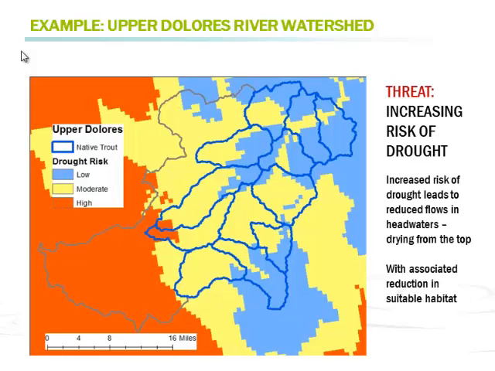Next slide. Here's the threat of increasing risk of drought, a common problem popping up in predictions with climate change. Increased risk of drought will lead to reduced flows in the headwaters in those drought years. That may mean that the headward extent of your channel may be going down slope. You'll need more drainage area, more accumulation of water before you actually initiate a perennial channel. So you'll be shrinking some of the potential trout habitat from the headwaters on down, essentially drying from the top. And with that will be an associated risk of reduction in suitable habitat.